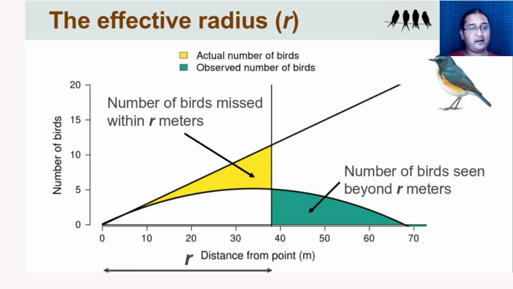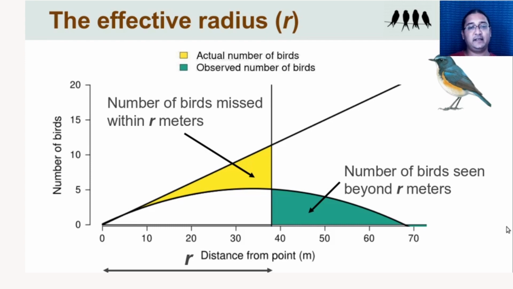And then, like line transects, there is a certain radial distance from the point, which is the effective radius, R, where the number of birds missed within R meters is equal to the number of birds seen beyond R meters. Therefore, the area of the yellow polygon and the area of the green polygon are identical. So if you picked up that green polygon and replaced the yellow polygon with it, effectively, because the number of birds missed within R meters is the same as the number of birds seen beyond R meters, within R meters you have effectively seen all the birds.